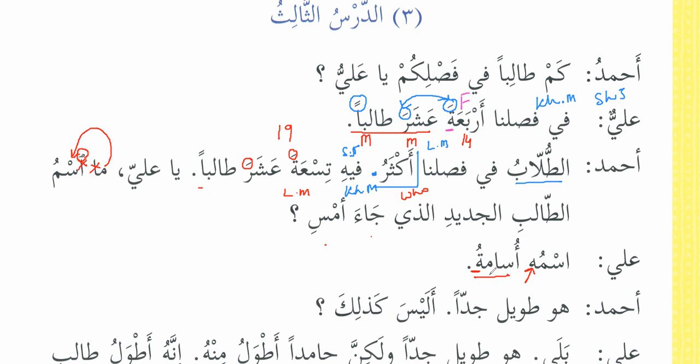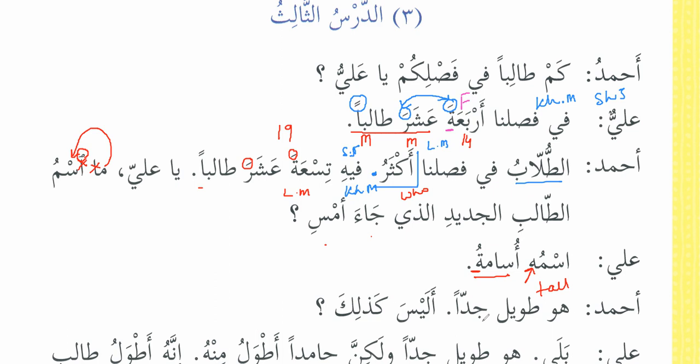Ahmad says huwa tawil jiddan, means he's tall. So this is a normal noun, so the translation will be only tall. There is no ism tafdil here. Huwa tawil jiddan. He is tall. He is very tall. Jiddan means very.